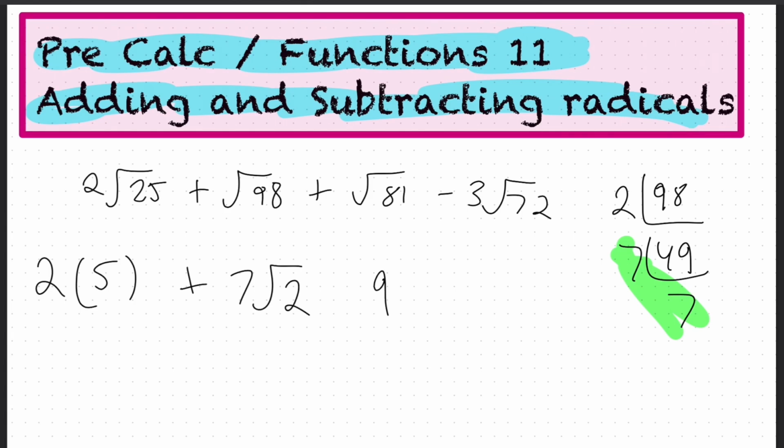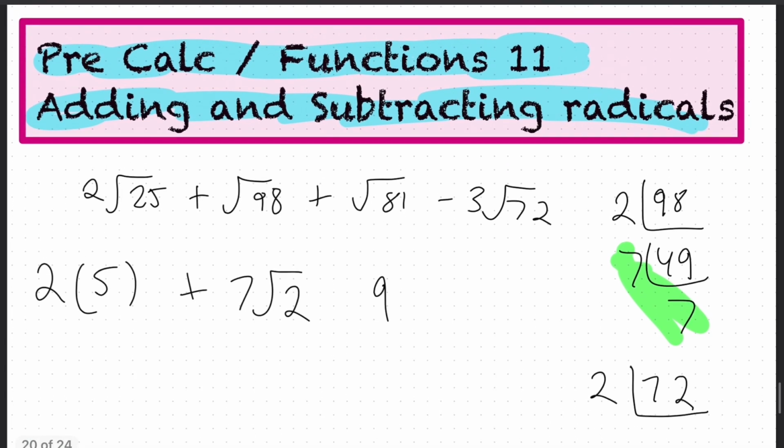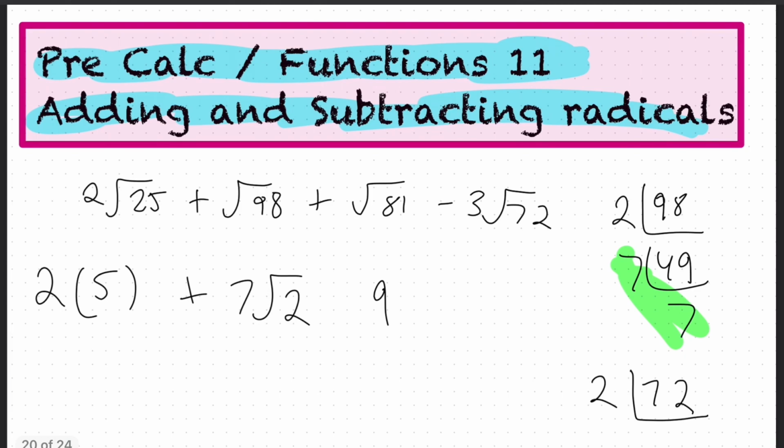Root 81 is just 9, and then 72, we'll need to break this down. So when you break down 72 divided by 2 is 36. Divide out 2, you'll get 18. Let me just do this over here. 72, 2, 36, 2, 18, 2, 9, 3, 3.